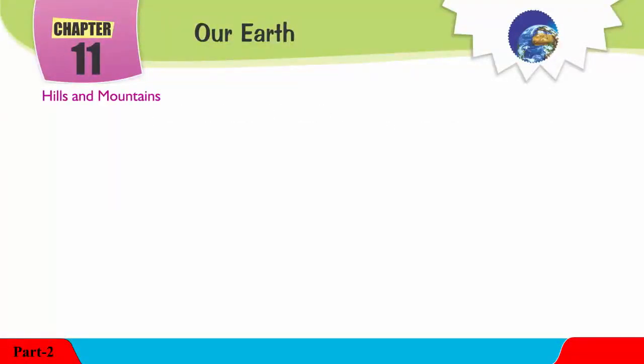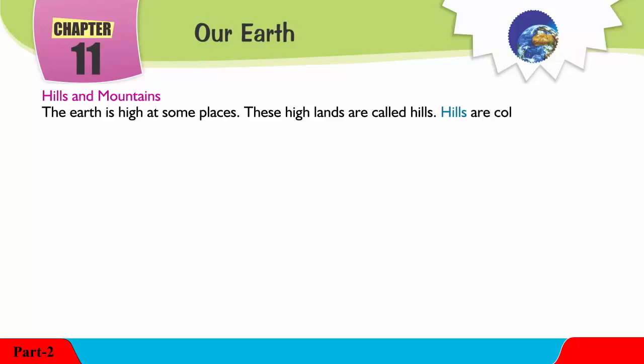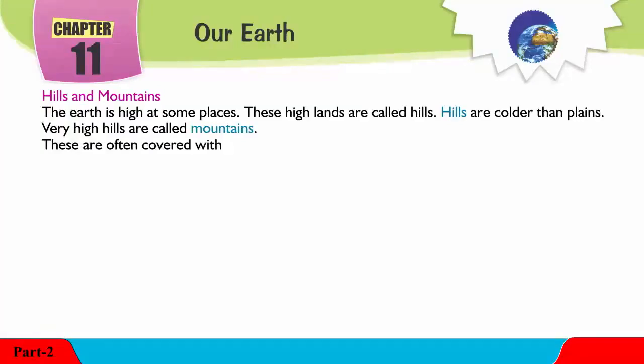Hills and mountains. The earth is high at some places. These highlands are called hills. Hills are colder than plains. Very high hills are called mountains. These are often covered with snow. Some rivers arise from the mountains.